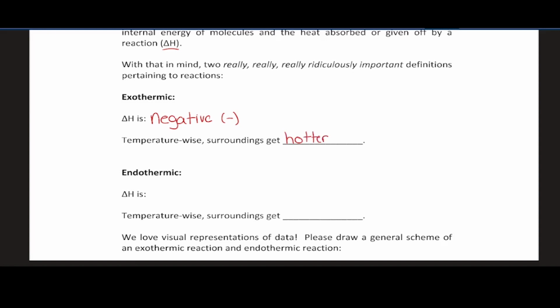Contrastly, for an endothermic reaction, this means that our enthalpy is positive and our surroundings are getting colder. So in Gen Chem 2, we really like diagrams and graphs because they're great ways to illustrate the concepts you've been learning. And I think this is also true when we're discussing enthalpy.